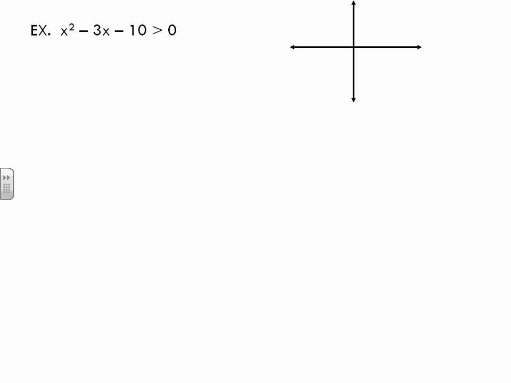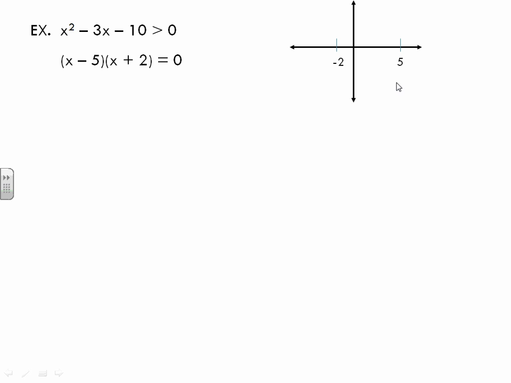All right, so to start us off, we have x squared minus 3x minus 10 is greater than 0. So the first step is to factor our quadratic expression, and we're looking for our x-intercepts. So I did set this equal to 0 since we want to solve for the x-intercepts. So they come out to be -2 and +5.